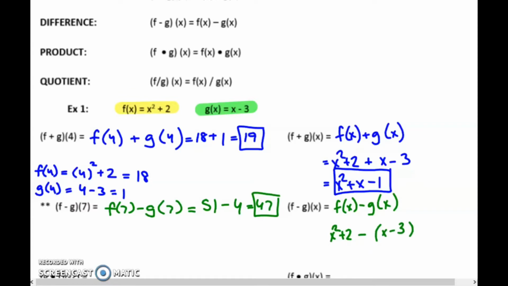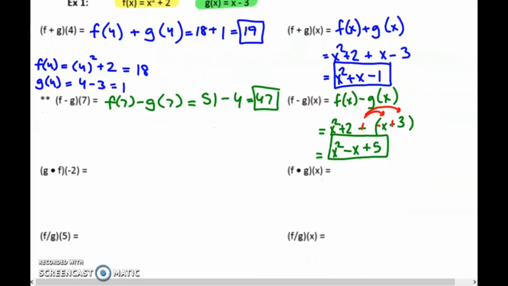Again, here's why, because you're subtracting the whole group. So basically what you need to do is you need to distribute that negative inside. So if I distribute it inside, that's going to be a negative x, that's going to be a positive 3. So now, when I combine my like terms, I'm going to have an x squared minus x plus 5. And that's what I get when I take (f minus g)(x).